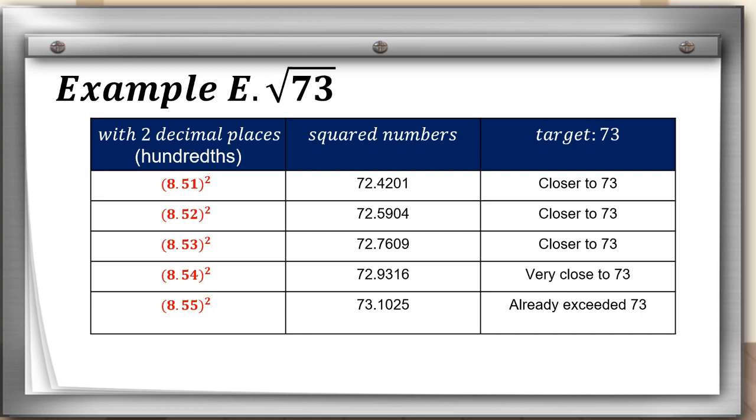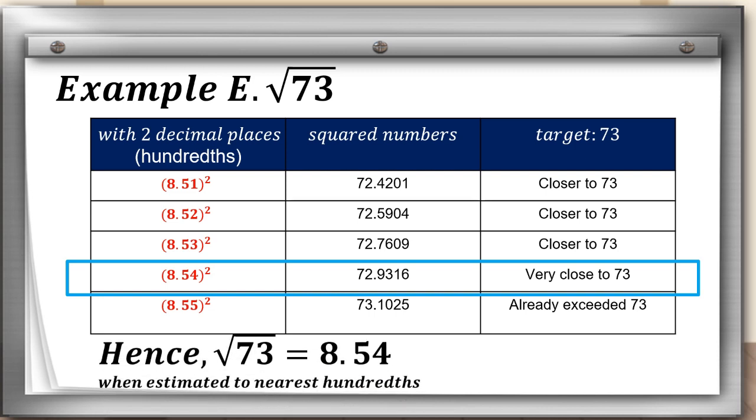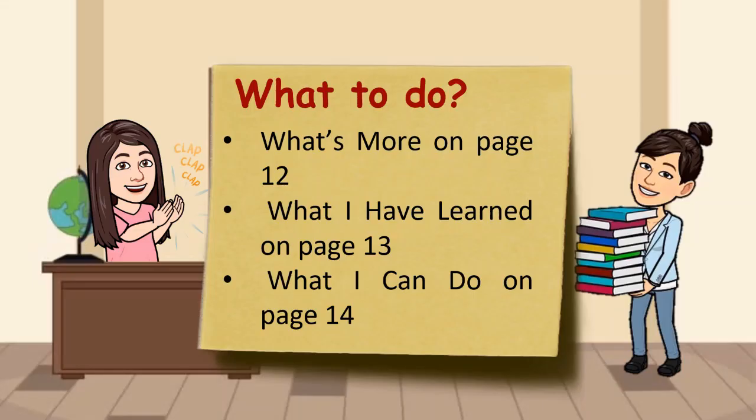Notice that 73 is closer to 72.9316 compared to 73.1025. Meanwhile, 72.9316 is the square of 8.54. Hence, square root of 73 is 8.54 when estimated to the nearest hundredths. Congratulations! You just finished the first part of our lesson. You can now answer what's more on page 12, what I have learned on page 13, and what I can do on page 14.